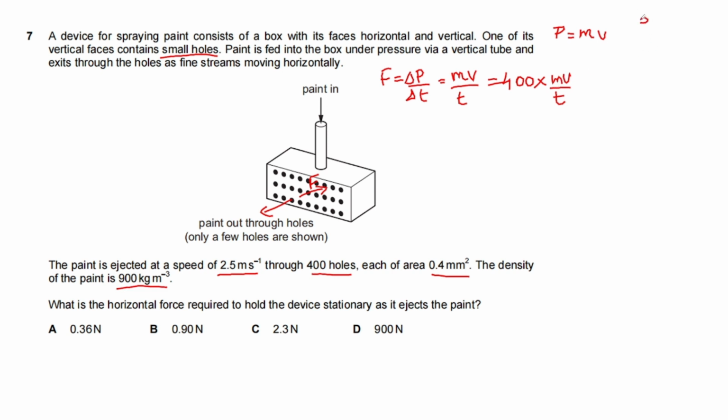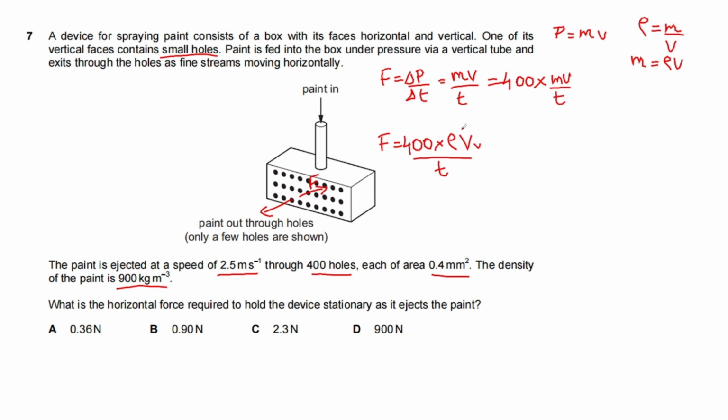So you need to consider the density equation, which is mass over volume. Using the density formula, the mass can be written like this: rho multiplied by V, where V stands for the volume. So F would be equal to 400 multiplied by rho V multiplied by v divided by t.